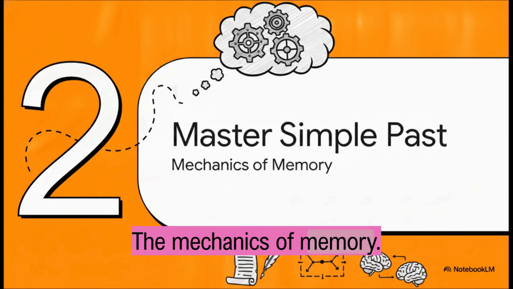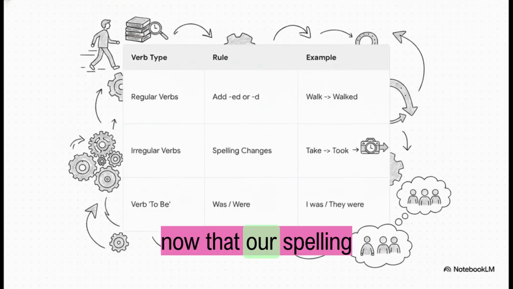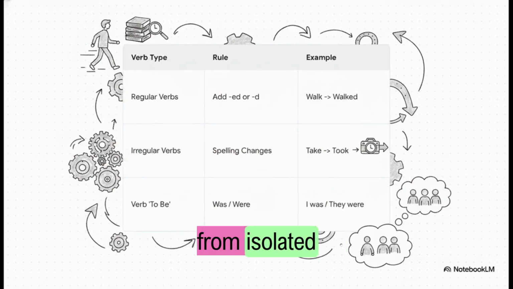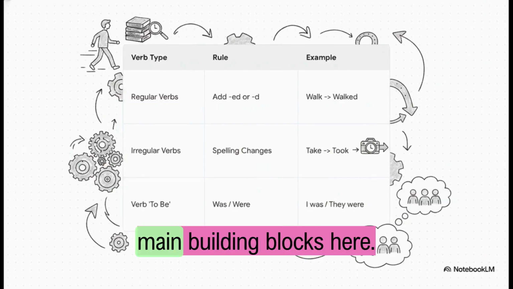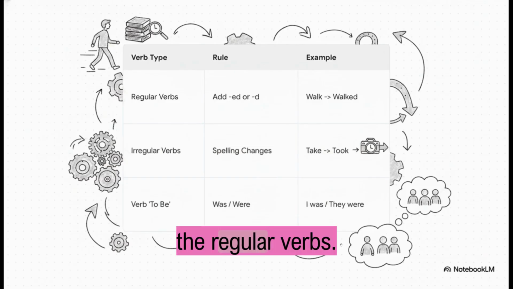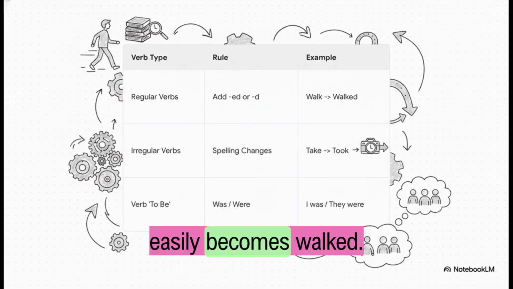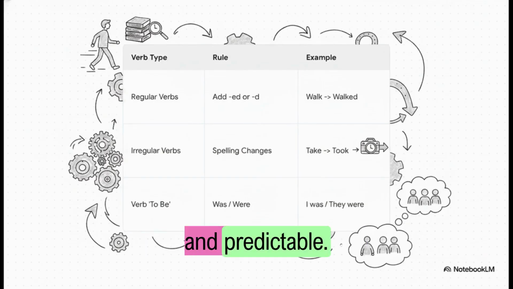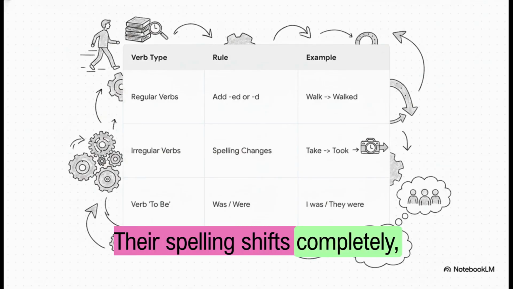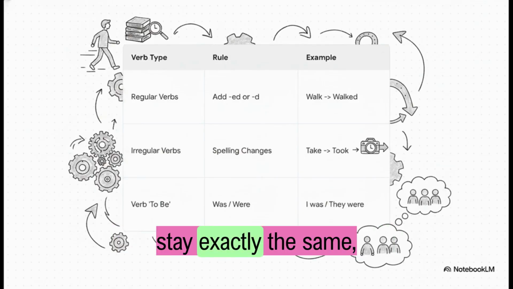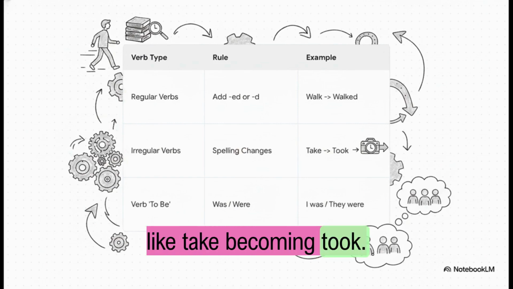The mechanics of memory. So now that our spelling gears are turning, let's move to the core theory and see how this builds from isolated words into rich, expressive sentences. We've basically got 3 main building blocks here. First up, regular verbs. The rule here is a total breeze. Generally just add an ed or d, so walk easily becomes walked. Nice, neat, and predictable. Second, we have those irregular verbs we just practiced. Their spelling shifts completely, or sometimes they stubbornly stay exactly the same, like take becoming took.